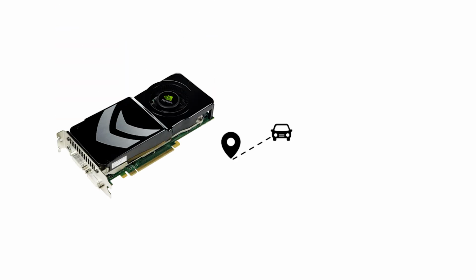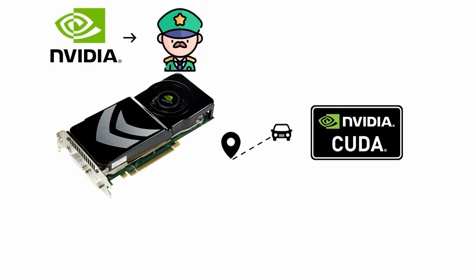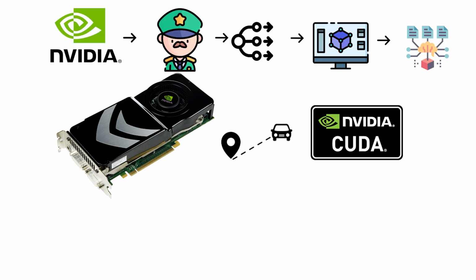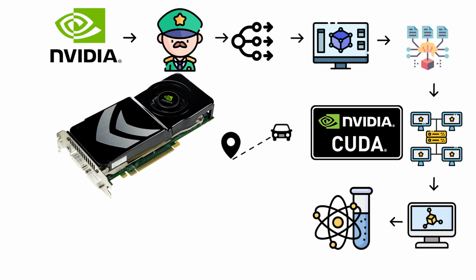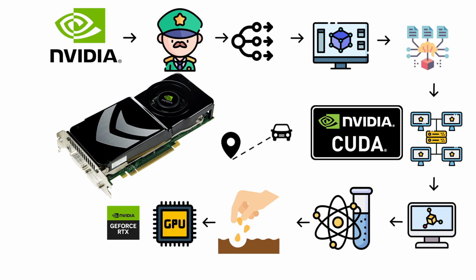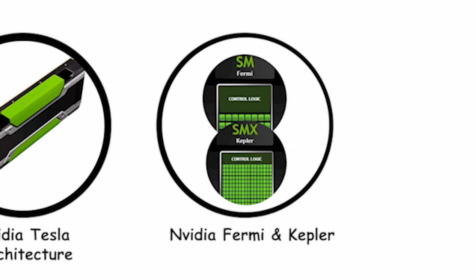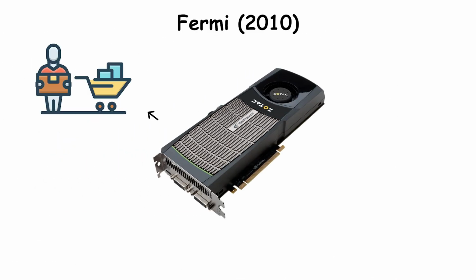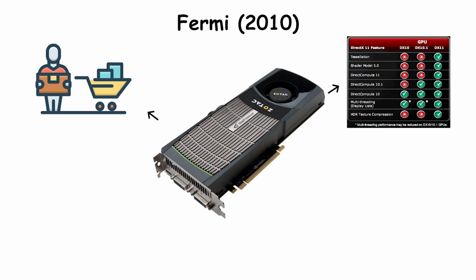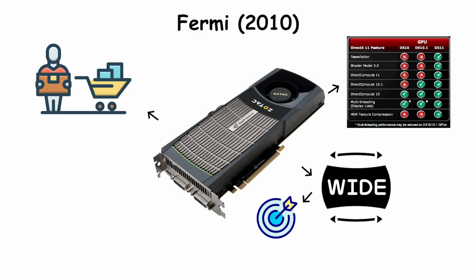G80 also arrived alongside CUDA, NVIDIA's general-purpose programming model, turning the graphics processor into a parallel compute device for simulation and scientific tasks, planting the seeds for modern GPU computing across GeForce, Quadro, and data center products. NVIDIA Fermi and Kepler. Fermi, 2010. Fermi brought full DirectX 11 features and a much wider, more general-purpose design.